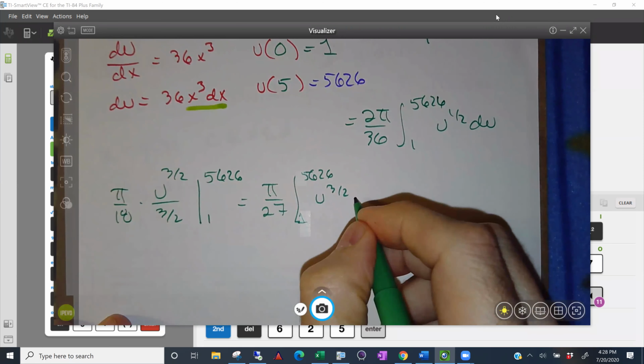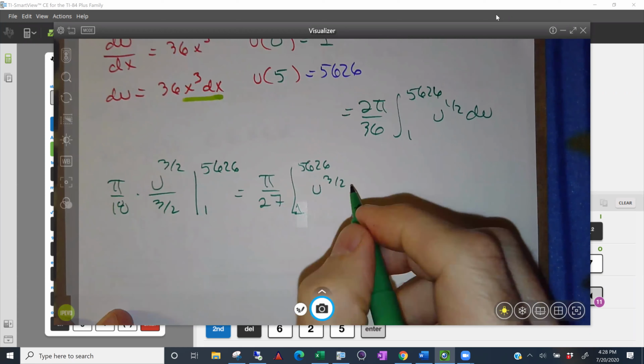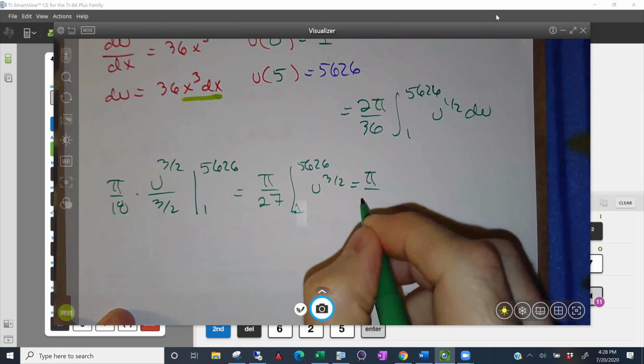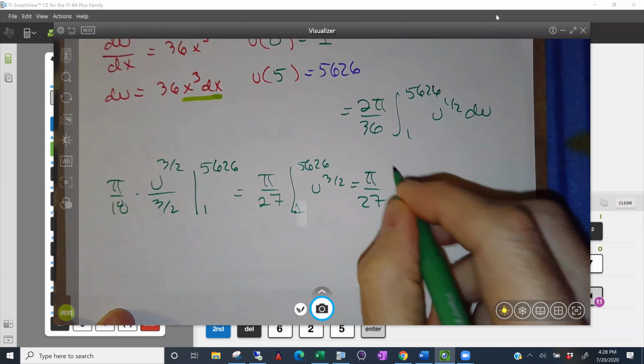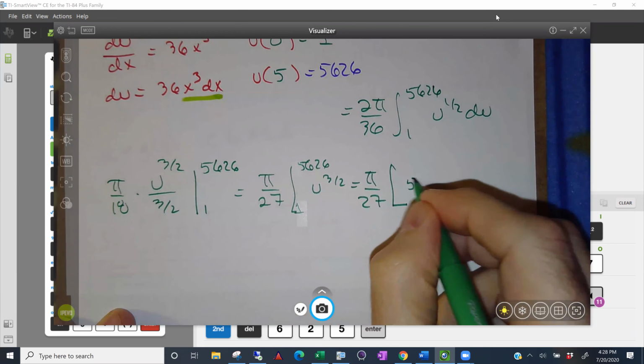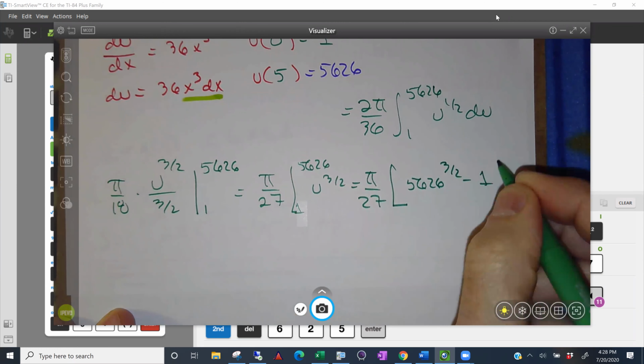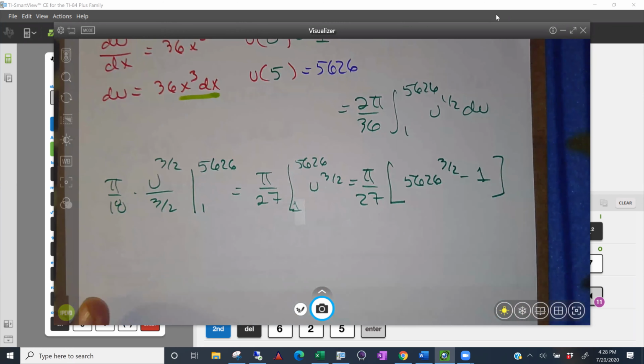Now I'll accept the answer that I'm going to show you here. I think the book is going to write it a little bit differently. Plugging in the upper limit, it's going to be 5626 to the 3 halves minus 1 to the 3 halves. And of course, 1 to any power is just 1. This is fine. Nothing wrong with this.